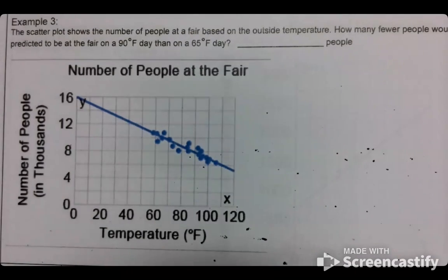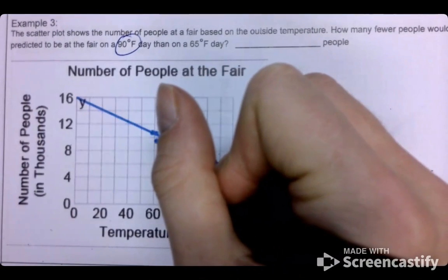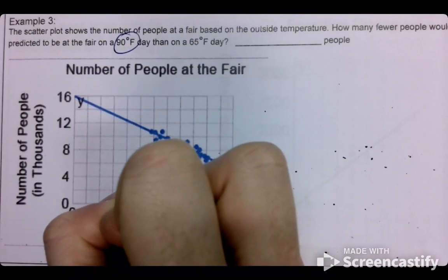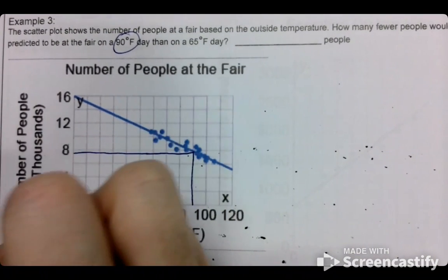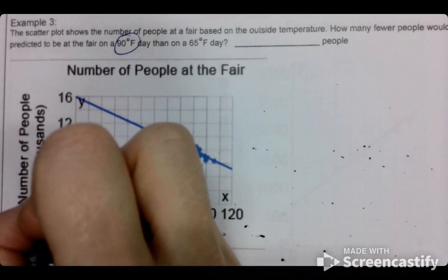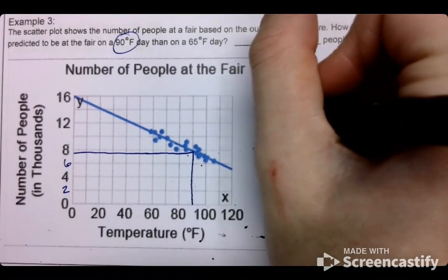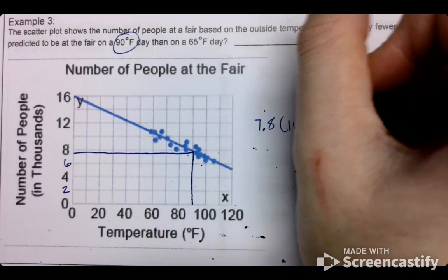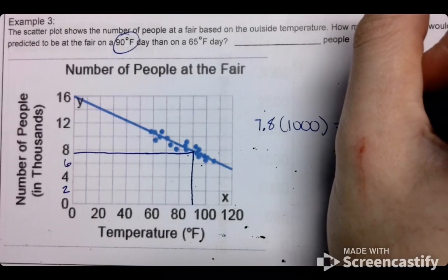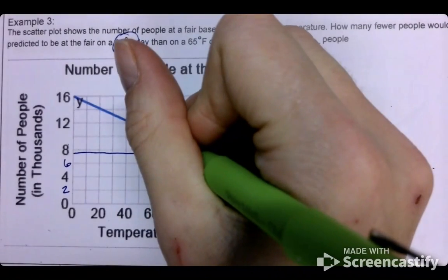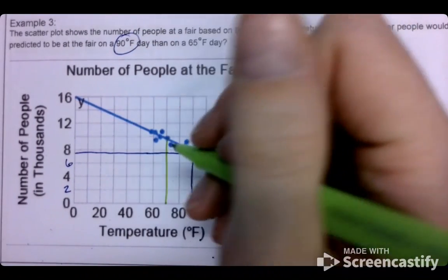Welcome back. So when we are at 90 degrees, that would be here. It's a little bit lower. Let's see, we're going 2, 4, 6, 8. That's 7. So maybe 7.8, but times 1,000 would be 7,800. Yeah. All right, and then for 65 degrees, we would be, oh no, that's 70.